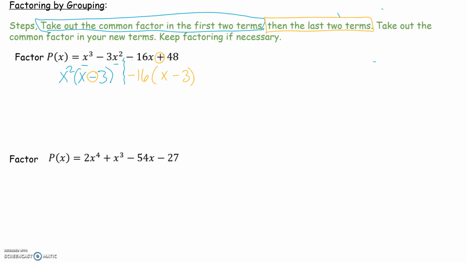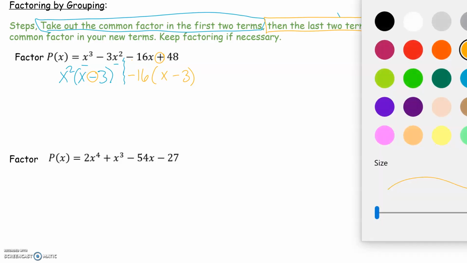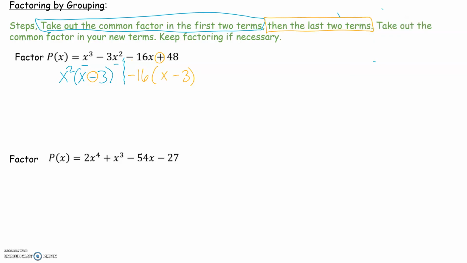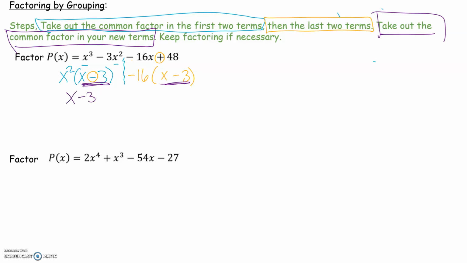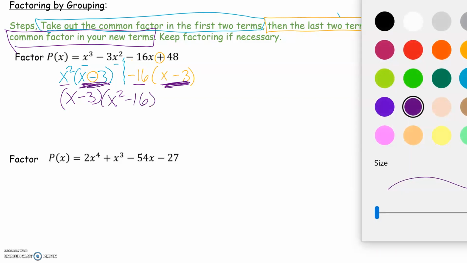All right, now the next part, it says take out the common factor in your new terms. So with our new terms, and I'm going to go ahead and change to purple, okay, notice how we have a common factor. Our common factor between both those terms is x minus 3. All right, so I'm going to go ahead and move that to the front. Okay, and then keep factoring if necessary. When I take out that common factor, what's left is just x squared minus 16. All right, now keep factoring if necessary.